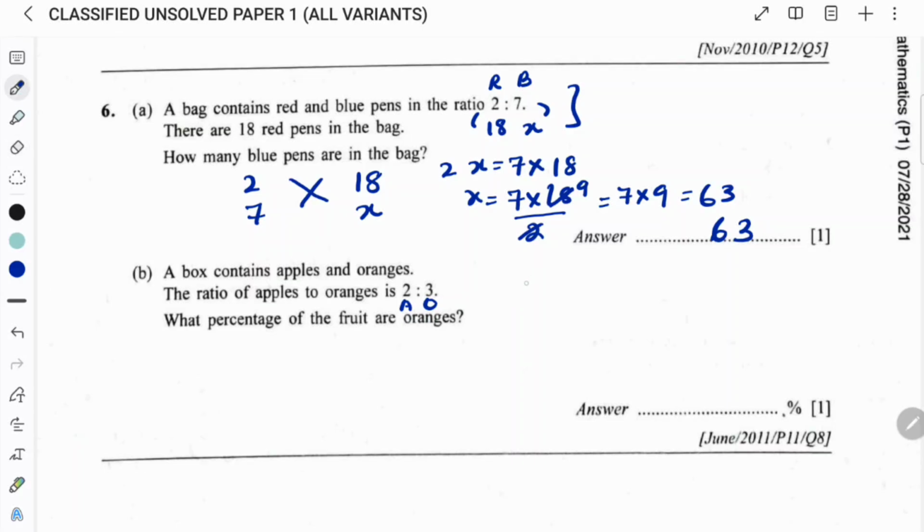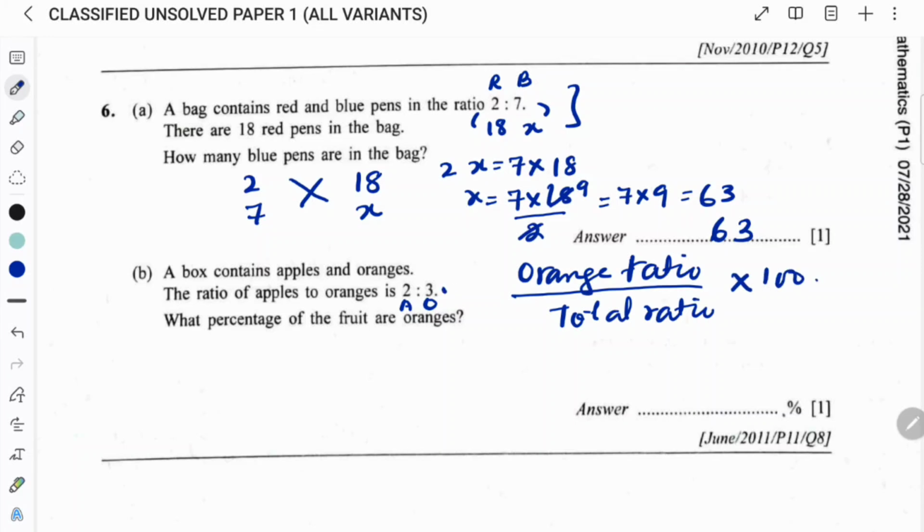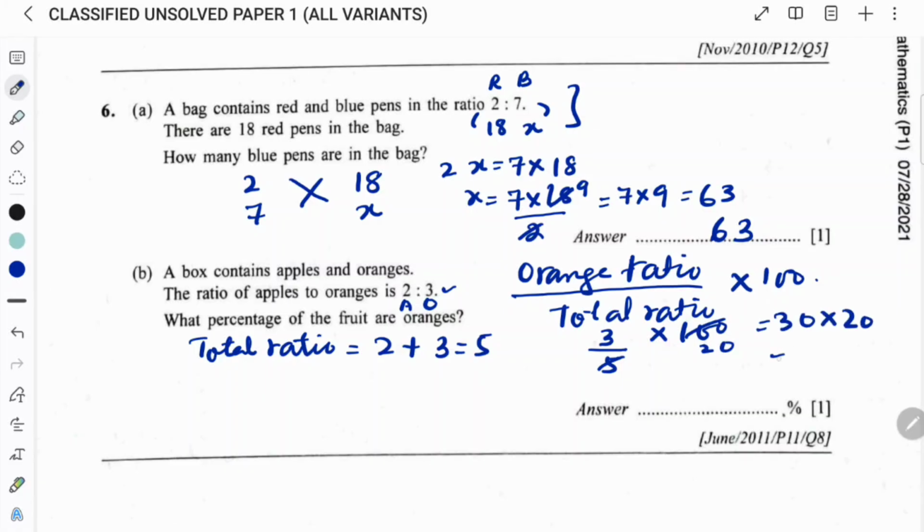So the orange ratio divided by the total ratio, and multiply by 100. The orange ratio is 3, the total sum of the ratio is 2 plus 3, which equals 5. So 3 upon 5 and then multiply by 100. 5 times 20 is 100, 3 times 20 is equal to 60%. So 60% is the answer for this question.